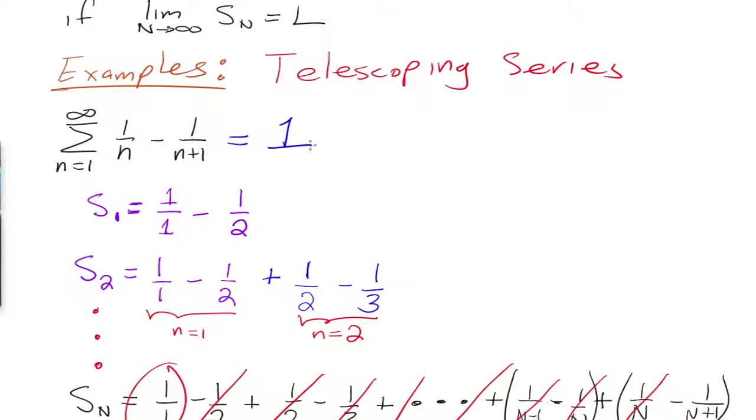Notice that all of the terms in the middle always are going to cancel out no matter how far you go, right? So as n goes to infinity, that extra 1 over n plus 1 term goes to 0, and so you're just left with the number 1. Good times? Yeah, okay, all right.